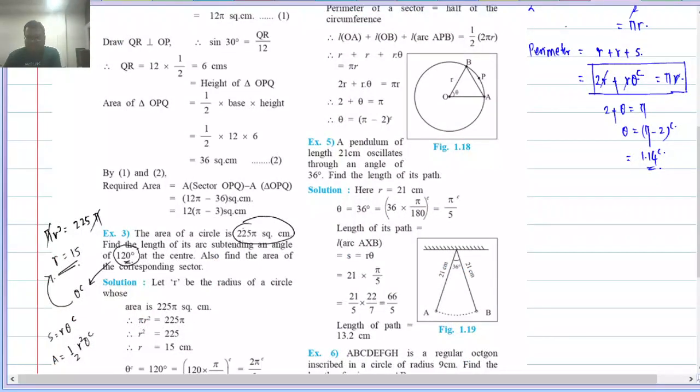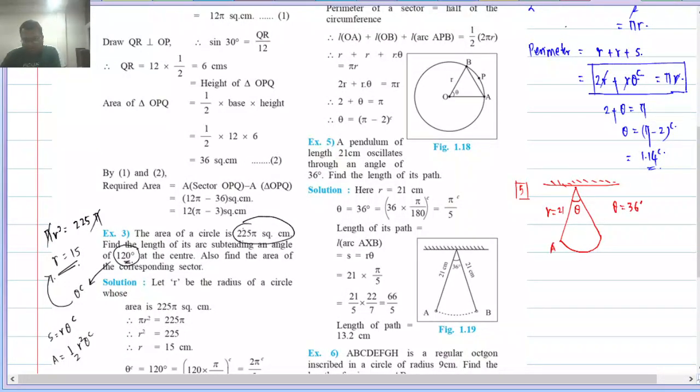Okay. Next question. A pendulum of length 21 centimeter oscillates through an angle of 36 degrees. Find the length of its path. Example 5. So you have a pendulum which is having a length of 21 centimeters. So maybe R is 21 and it oscillates through an angle of 36 degrees. So this is theta. Theta is 36 degrees.